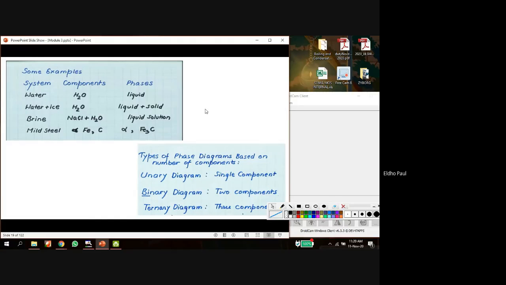Heterogeneous alloy means there will be a number of phases in it. For example, in the case of mild steel, we can see alpha and Fe3C, 2 phases will be there. That is a heterogeneous alloy. In the case of a homogeneous alloy, we can only see a single phase, an alloy formation with only a single phase. For example, if we add 2 components and that results in a single phase solid solution, that is a homogeneous one.